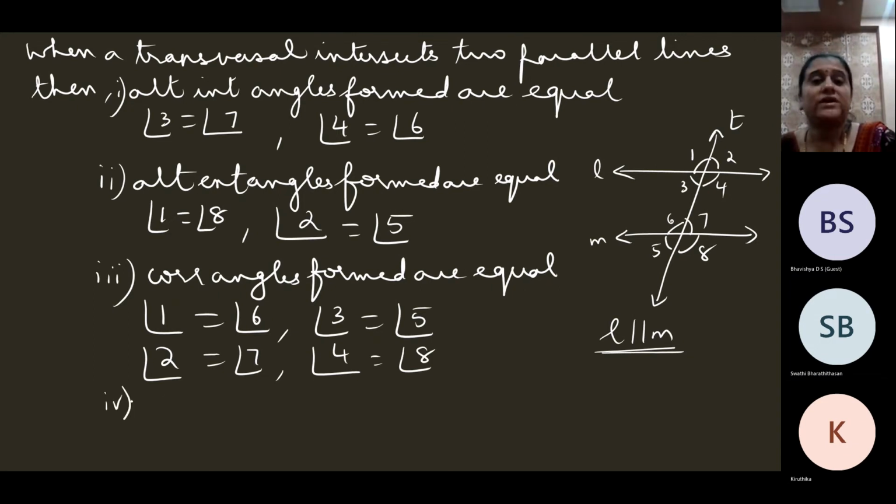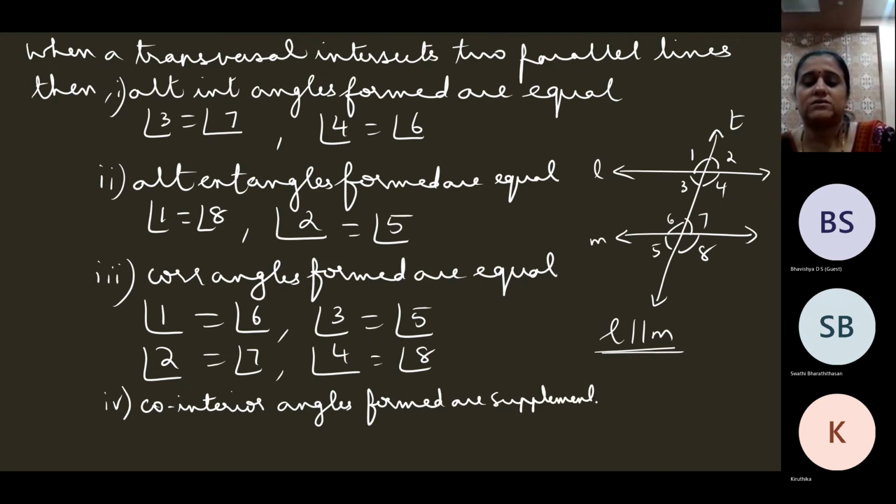And then co-interior angles, or interior angles that lie on the same side of the transversal. They are supplementary. They are not equal. There is one case when they can be equal, but they are always supplementary. Co-interior angles formed are supplementary. Supplementary is spelled S-U-P-P-L-E-M-E-N-T-A-R-Y. Now, Bhavishya, which are the co-interior angles here?